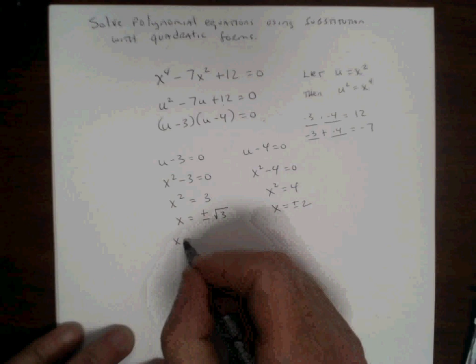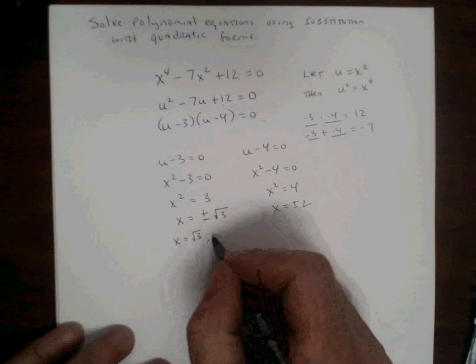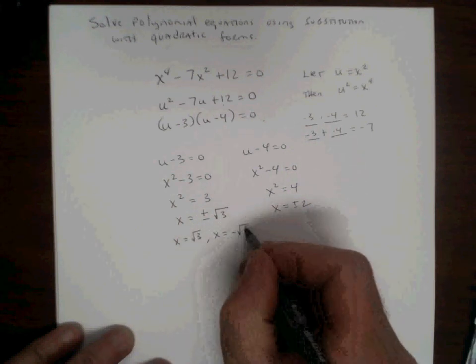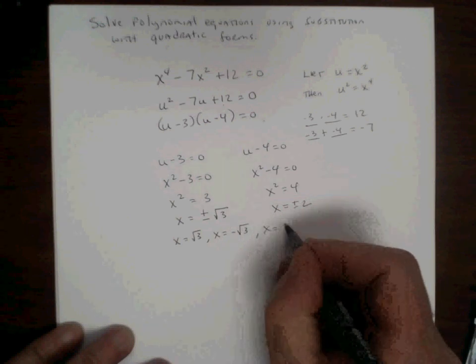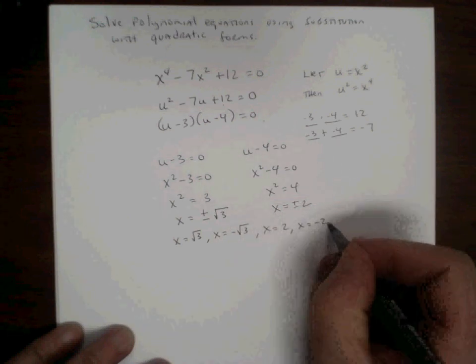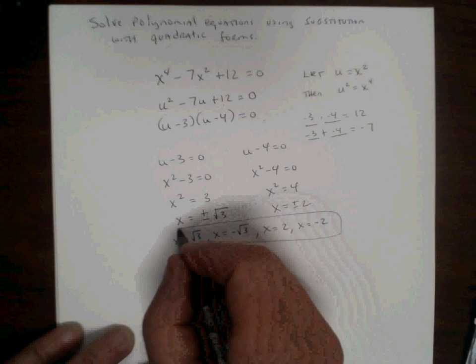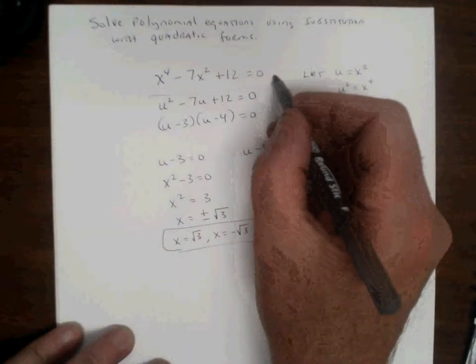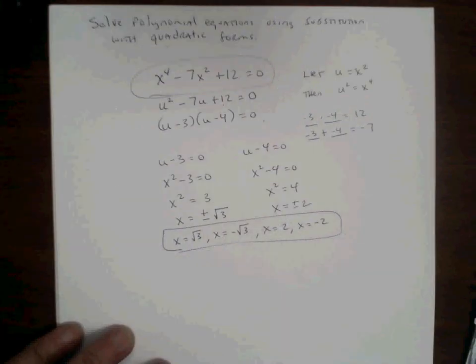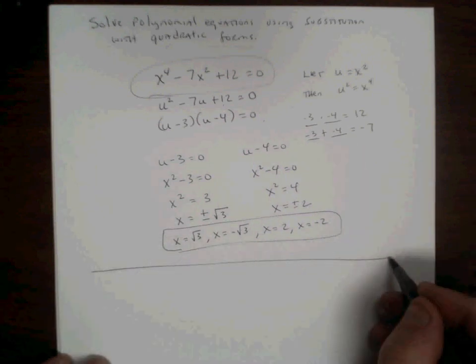This is 4 solutions. X equals the square root of 3. X equals negative square root of 3. X equals 2. And x equals negative 2. 4 solutions to a fourth degree polynomial equation, just like the fundamental theorem of algebra tells us.